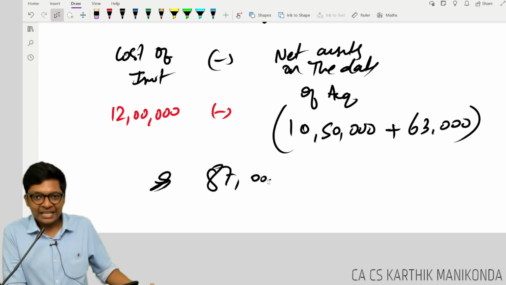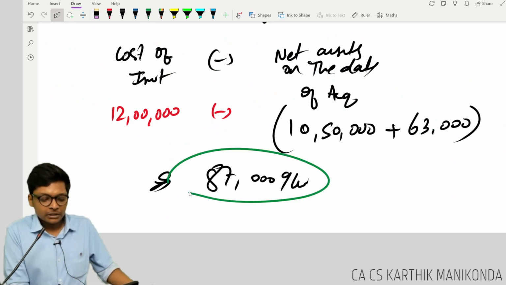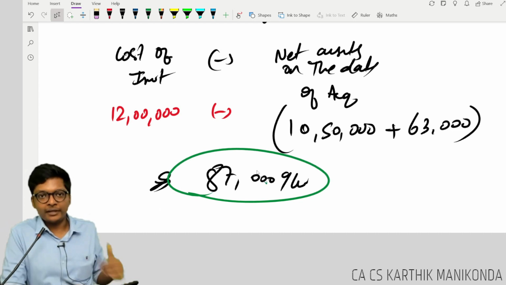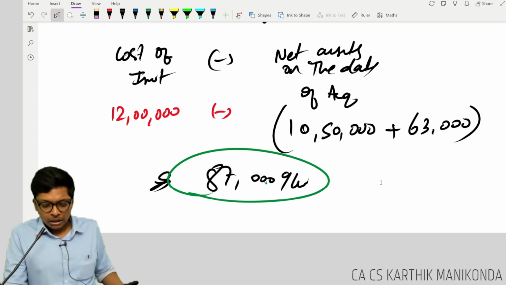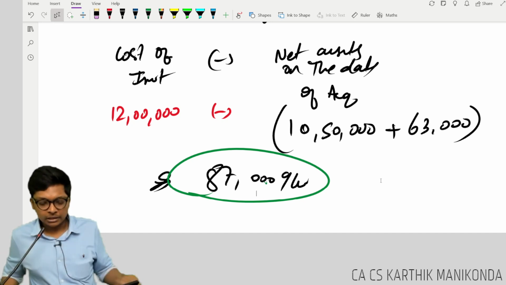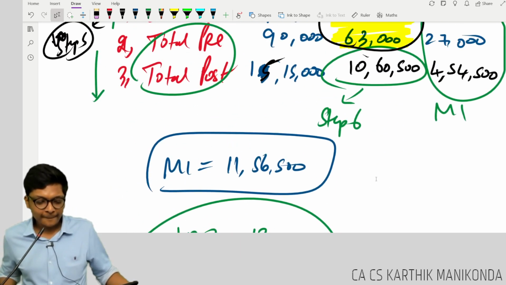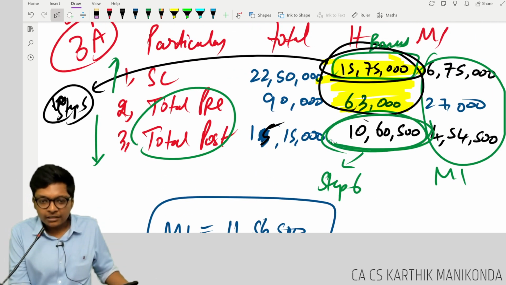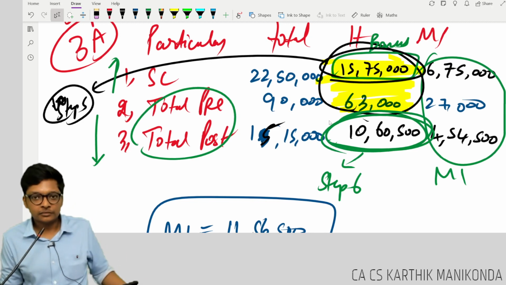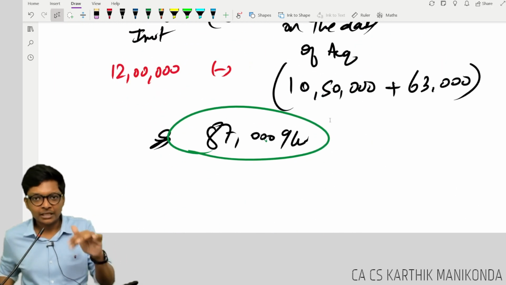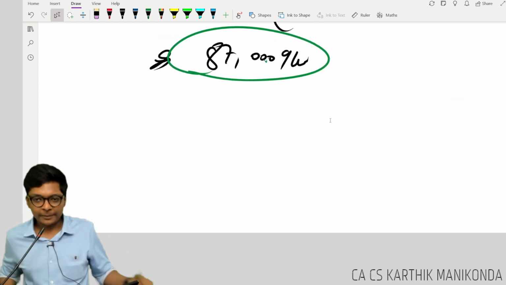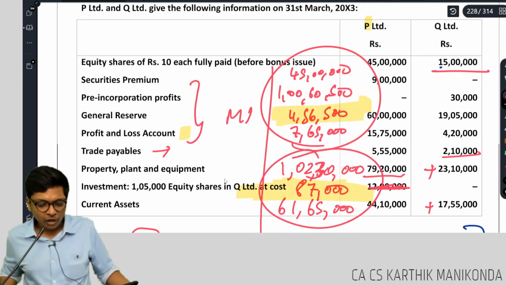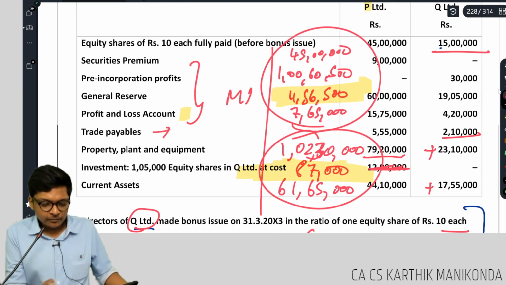Same, of course, same 87,000 goodwill. That means bonus will not impact what is there before and after. But follow, guys. If you take it like this, what will happen? When you add in reserves later, you are adding only 10 lakh 60,500. Correct? After this, if I prepare the balance sheet, keeping this as base, with this we can prepare the balance sheet. When I go back to this balance sheet after bonus, what will happen?